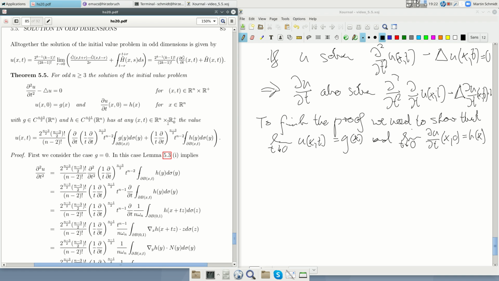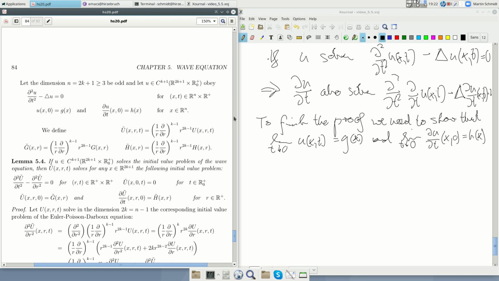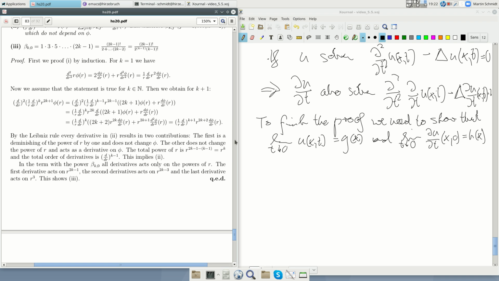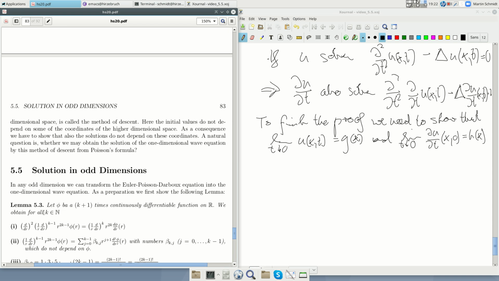Here are the formulas for our function. We already have seen that this integral, also without this dt and with this factor, is exactly this operator of Lemma 5.3 applied to the spherical mean of g, and in the second term of h.